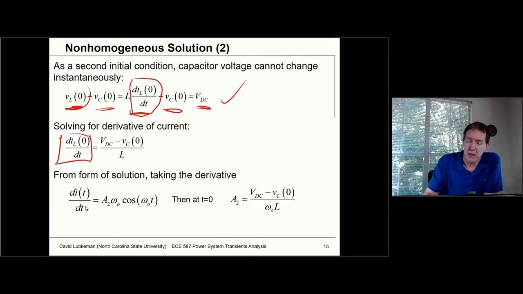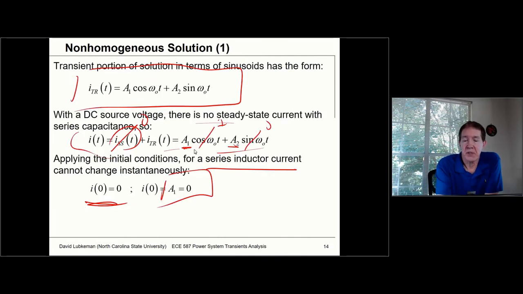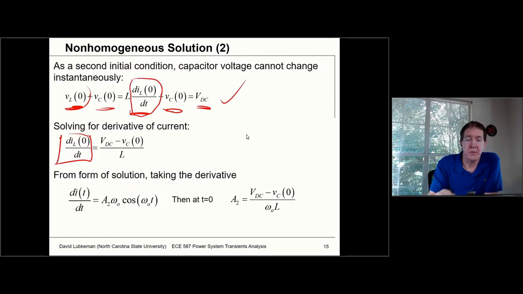All right, I go to the right hand side, we know this first term disappears. I've just got the A2 sine omega naught t. The derivative of the sine omega naught t term is going to be omega naught times cosine omega naught t. So this is going to give me A2 omega naught times cosine omega naught t. I evaluate this at time equals 0. This whole term right here is equal to 1.